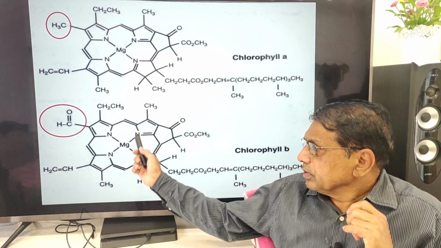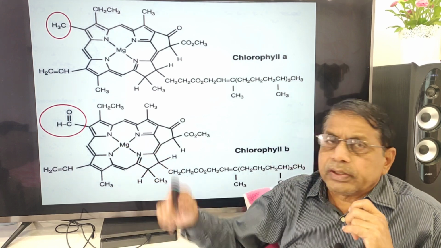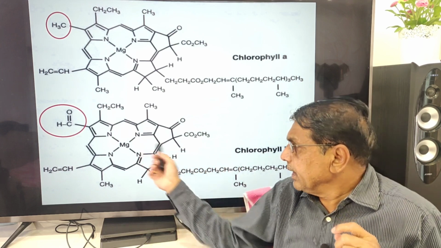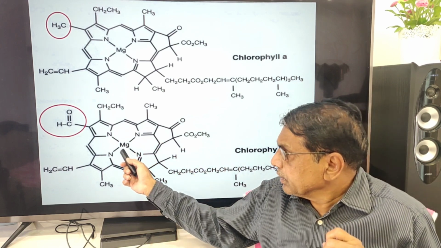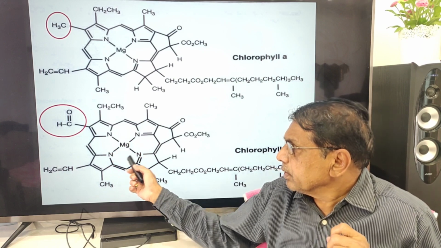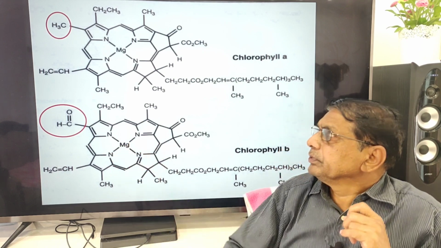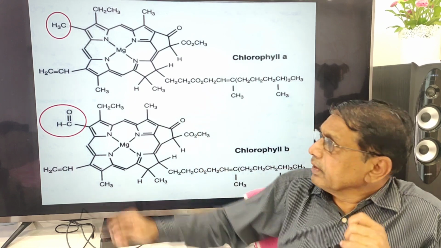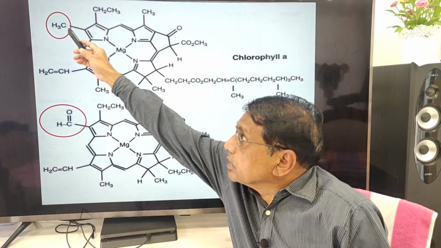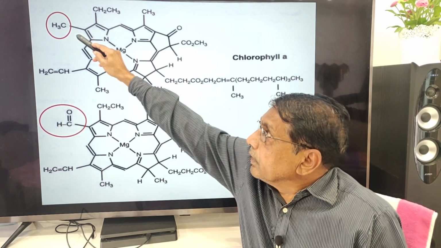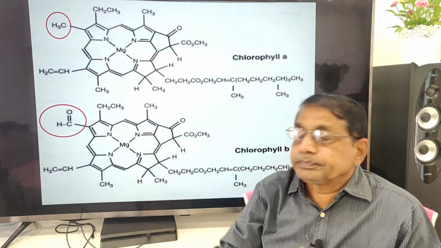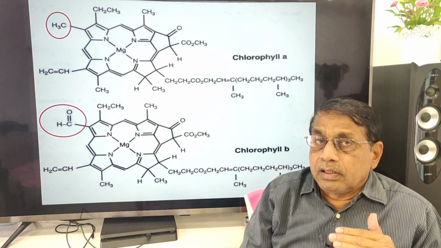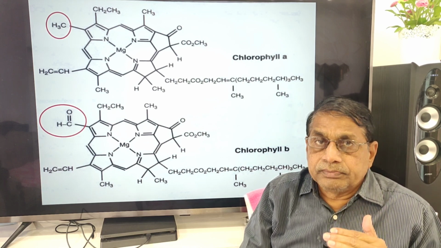There is a central magnesium, and this is a pyrrole ring. This is the phytol region, the tail region, with a head and tail. The central magnesium is surrounded by 4 nitrogens. The phytol is also the same, and the only difference lies in this region between chlorophyll A and chlorophyll B. This slight difference makes a lot of difference in their functions and performance.